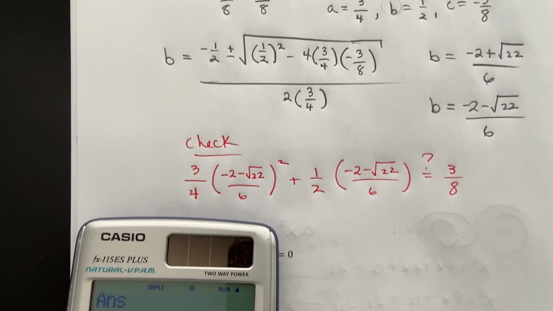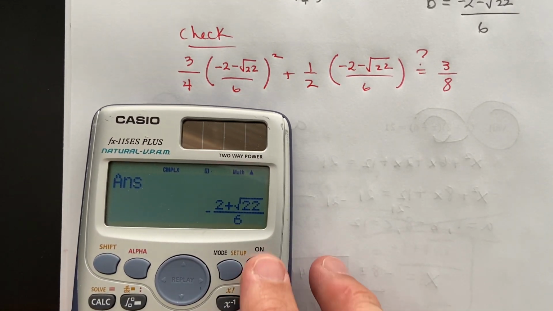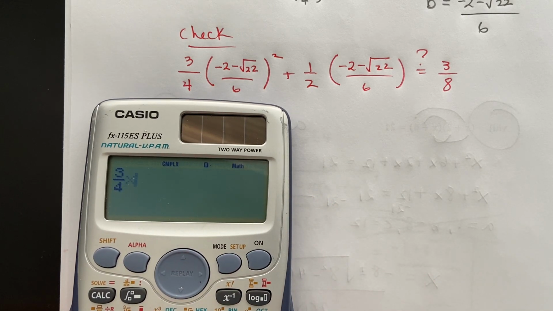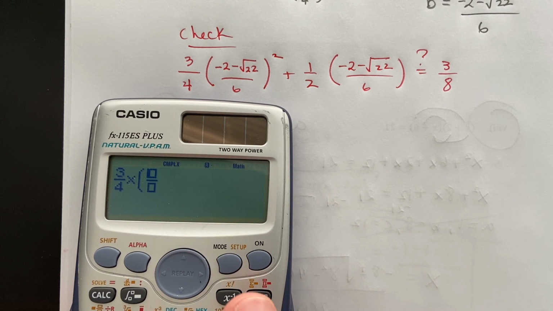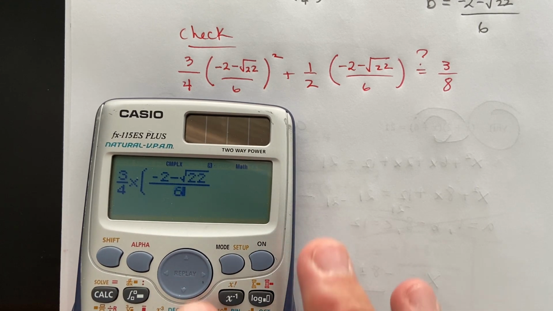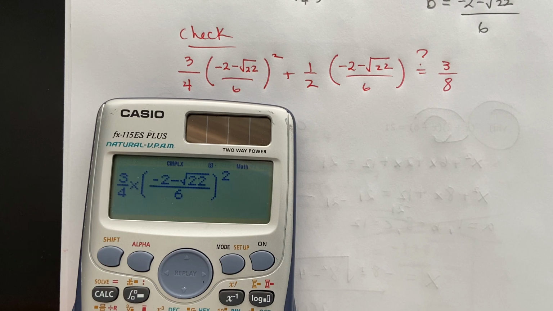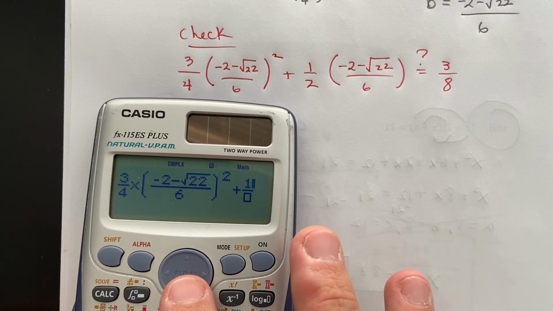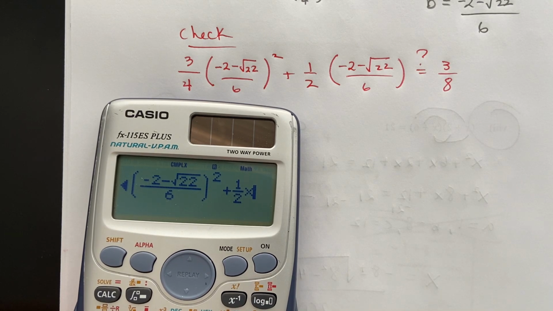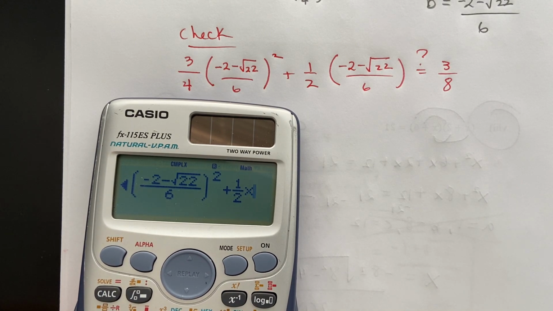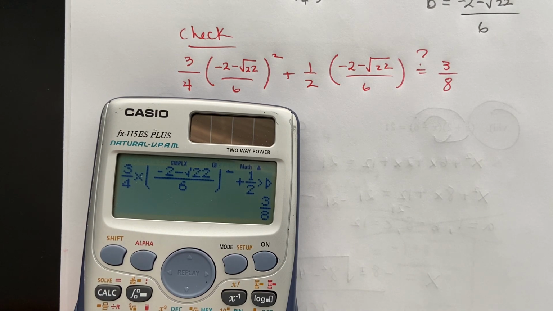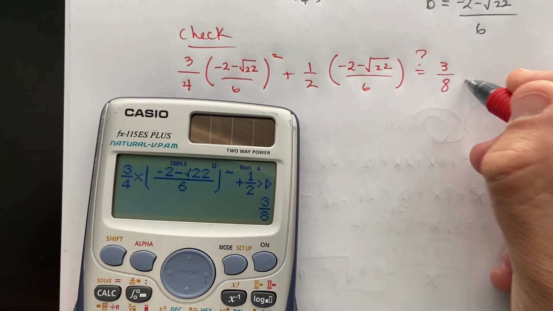All right. So I'm typing that in. So I have 3/4 times parentheses -2 minus root 22 over 6. Then I need to square, plus 1/2 times, I guess I could have just pressed answer, so I'll press answer this time. And this should be 3/8. Yeah, so that did work.